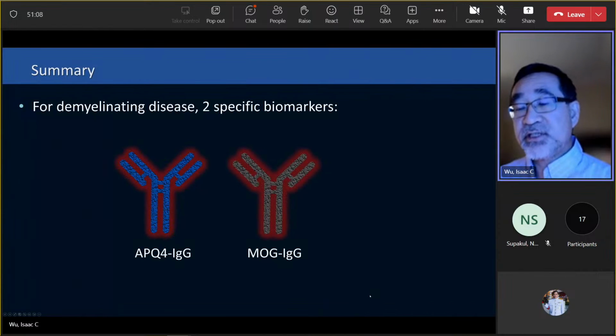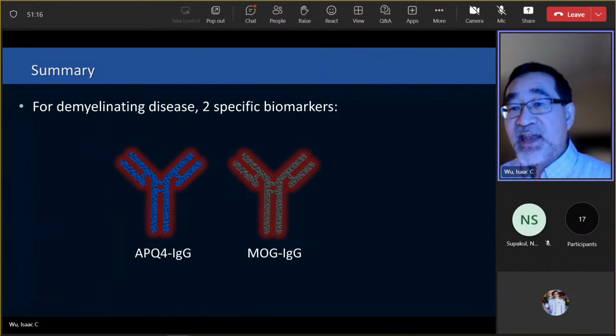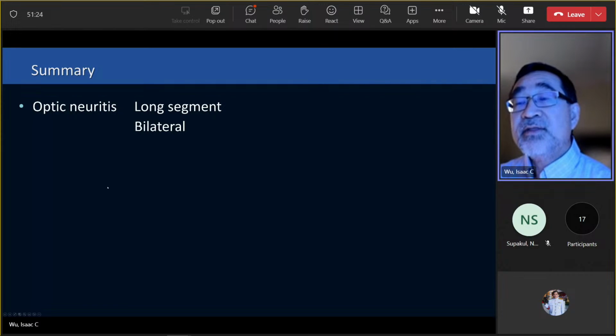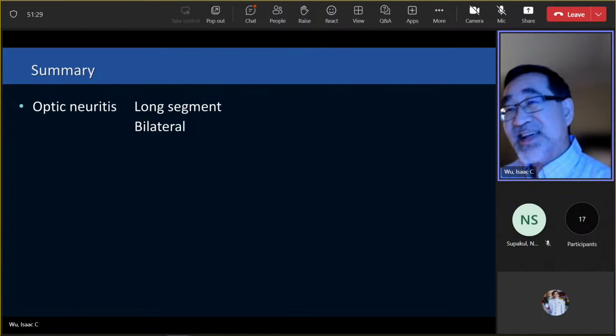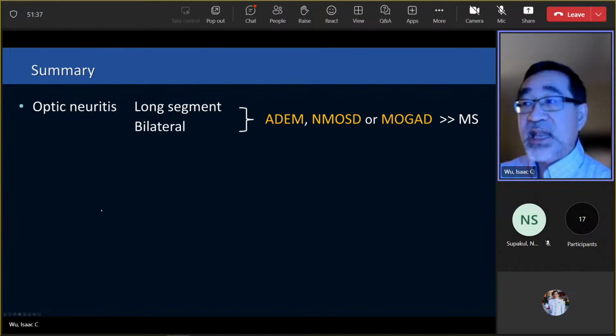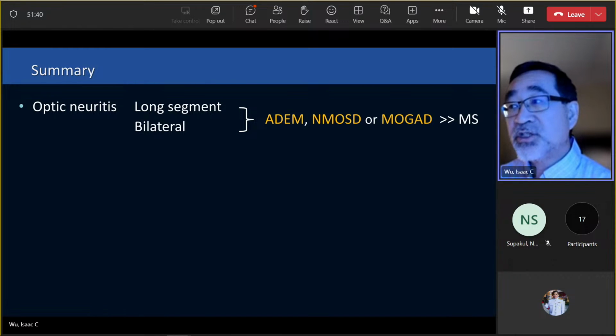And just to summarize our talk for now, there are 2 specific antibodies for demyelinating processes. One is for NMO, the other is for MOGAD. MS still is elusive to us. So here are a couple of features that are helpful for radiologists to make our best educated guess as to what disease is what. If you see optic neuritis that is long segmented and bilateral, think of ADEM, NMOSD, MOGAD much more so than MS. And if you see bilateral involvement, also think about MOGAD a little bit more.